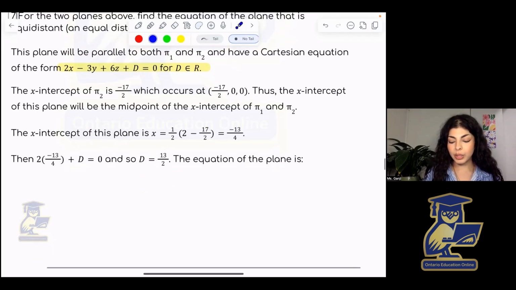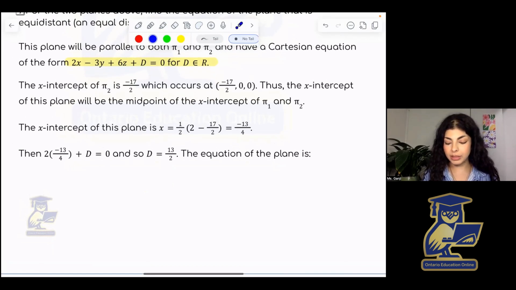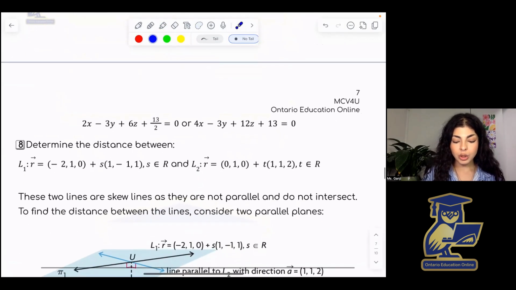So then the equation of the plane that is equidistant apart from plane 1 and plane 2 is given by 2x minus 3y plus 6z plus 13 over 2. That's just the d value we found. And again, remember, we don't want to work with rational numbers, so I just multiply everything by 2, and my new equation is 4x minus 3y plus 12z plus 13 is equal to 0.